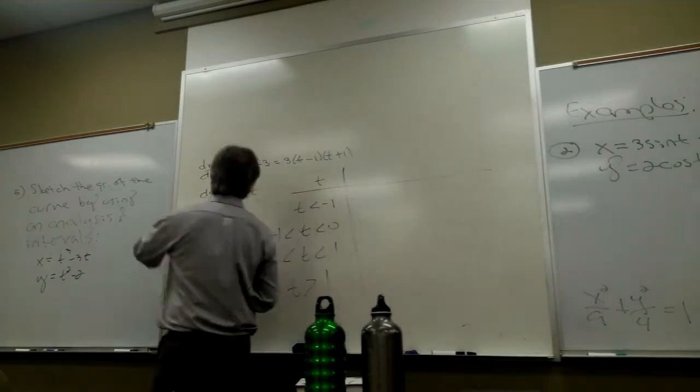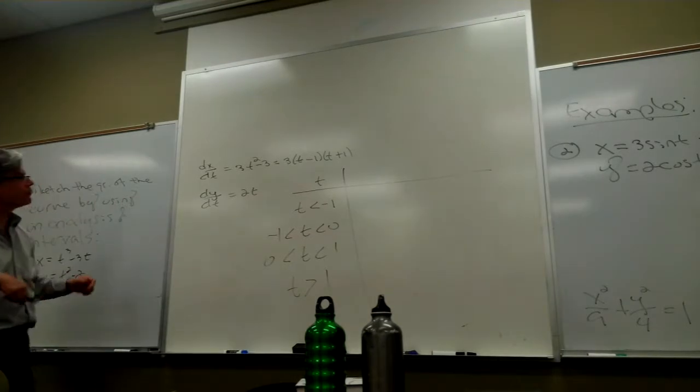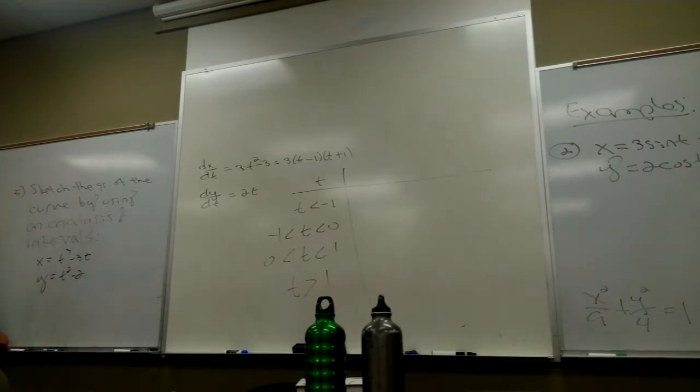Now, because dx/dt is positive 1 at t equals 1, what does it say about the graph of the original curve? I know I haven't graphed it yet. What can you say about the graph at t equals 1? The slope of the tangent line is 0.